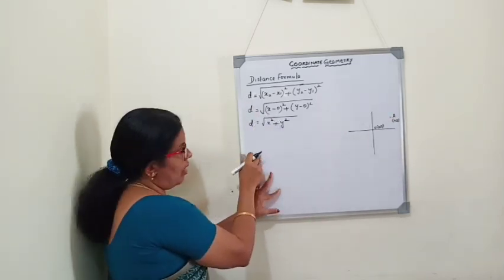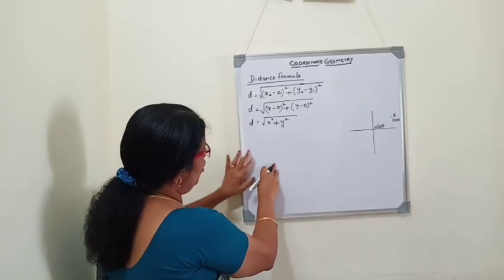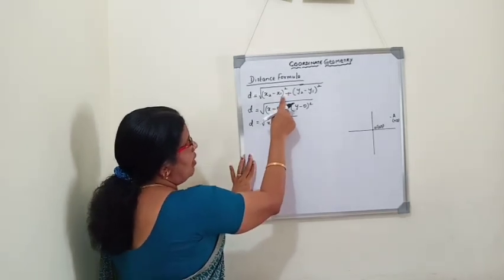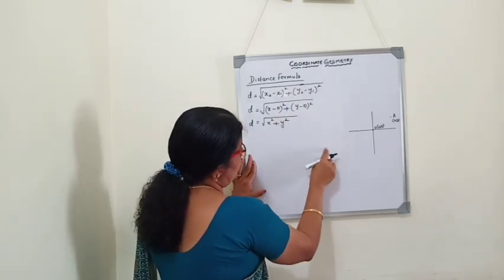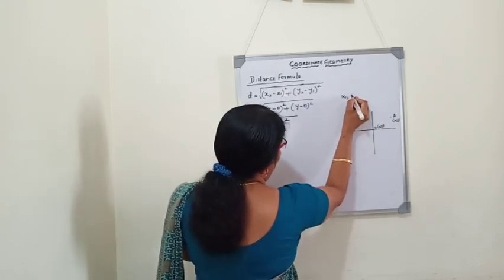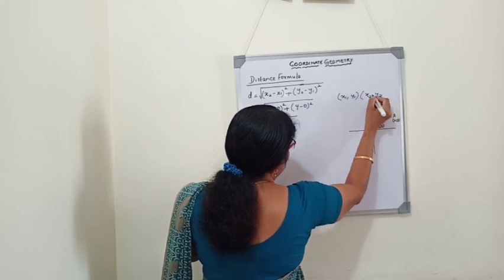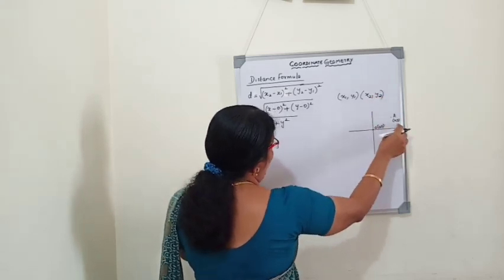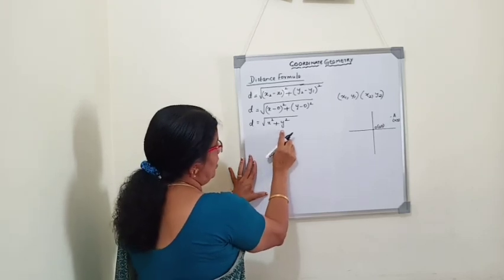So, two formulas are here under distance formula. One is D equals square root of x2 minus x1 the whole square plus y2 minus y1 the whole square, when you want to find the distance between any two points whose coordinates are x1, y1 and x2, y2. If you want to find the distance between origin and a point, then the formula is square root of x square plus y square.